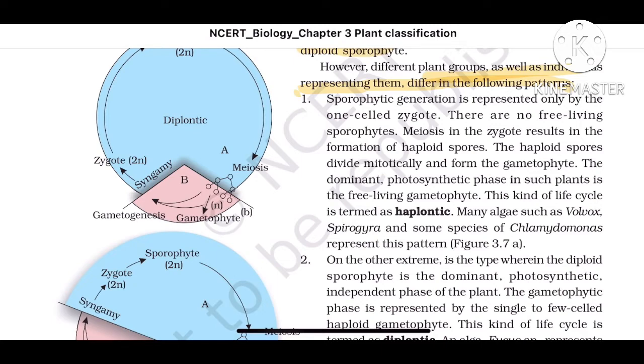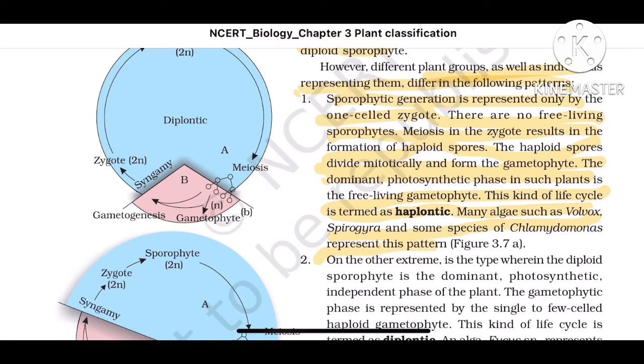1. Sporophytic generation is represented only by the one-celled zygote. There are no free-living sporophytes. Meiosis in the zygote results in the formation of haploid spores. The haploid spores divide mitotically and form the gametophyte. The dominant photosynthetic phase in such plants is the free-living gametophyte. This kind of life cycle is termed as haplontic. Many algae such as Volvox, Spirogyra and some species of Chlamydomonas represent this pattern.